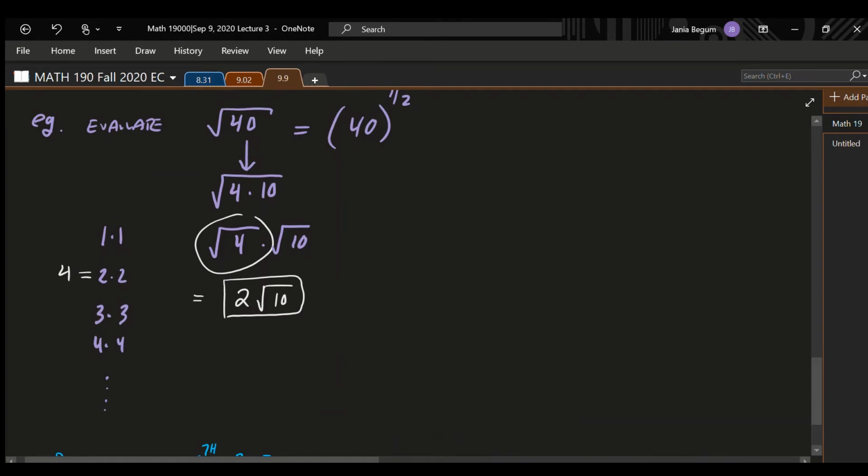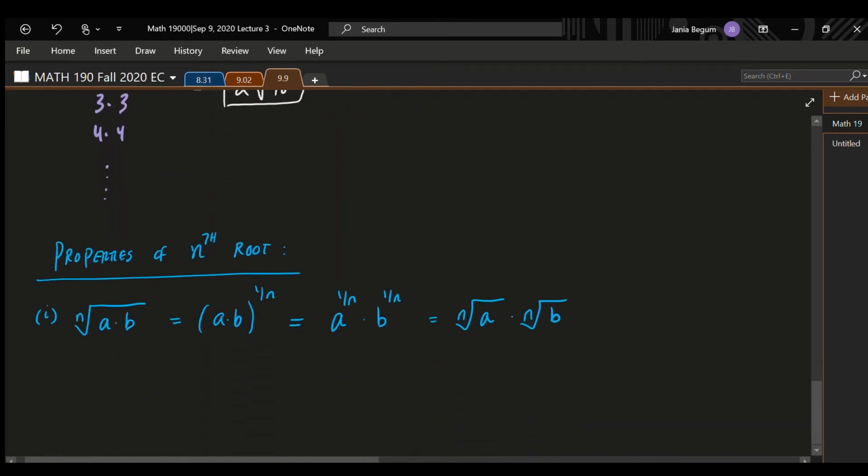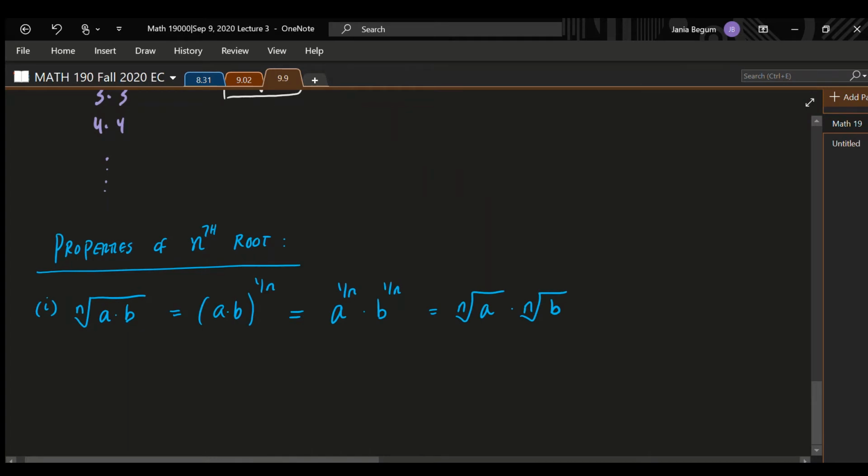Okay, so where this was your a and this was your b. So that's one of the properties you can use, again combined with exponential laws. The second property is for division. If you have the nth root of a over b, assuming b is not 0, I can split it into two radicals. So this would be the nth root of a over the nth root of b.